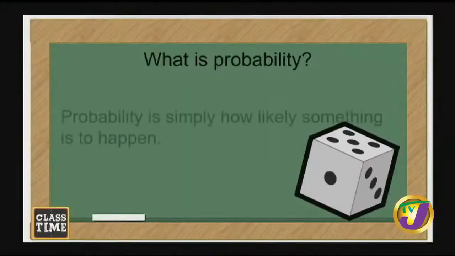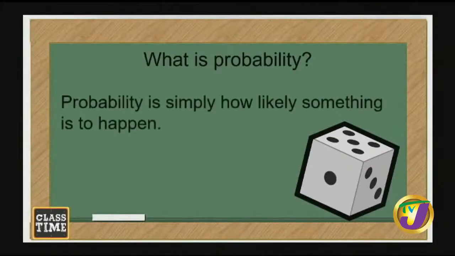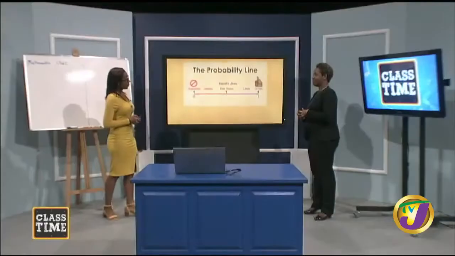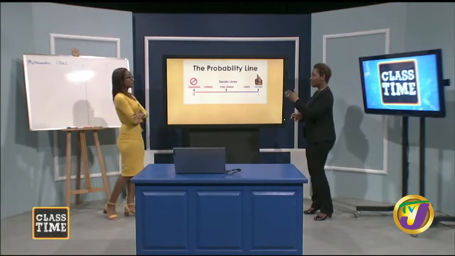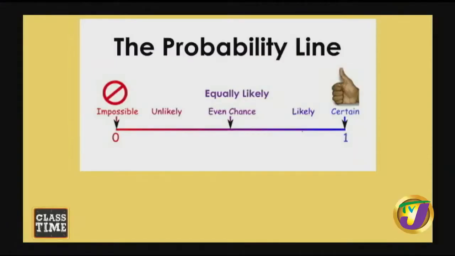So probability is simple. It's simply how likely something is to happen. Let's take a look here. So here we have a probability line, starting from 0 to 1. At 0, you'd call that event impossible. So it is impossible for me to be 20 feet tall. Well, that is true. So that's a probability of 0.